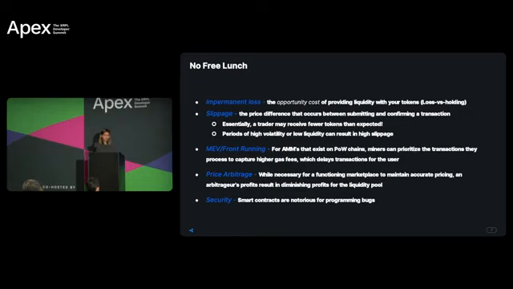Third is MEV, that is the miner extractable value. For AMMs that exist on proof of work chains, we know that miners can prioritize the transactions that they process based on the gas fee, which delays transactions for the users and can be profitable for the miners. Another problem is price arbitrage. While arbitrage is necessary for a functioning marketplace to maintain accurate pricing, an arbitrageur's profit usually results in diminishing profits for the liquidity pool.